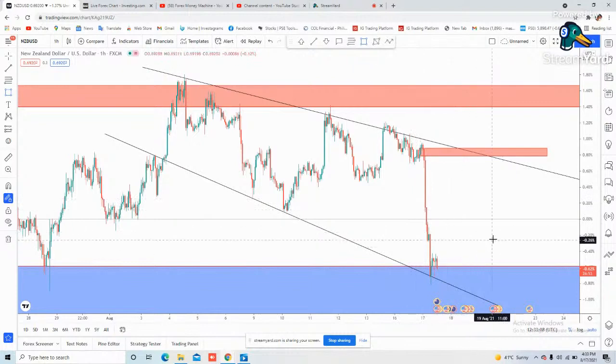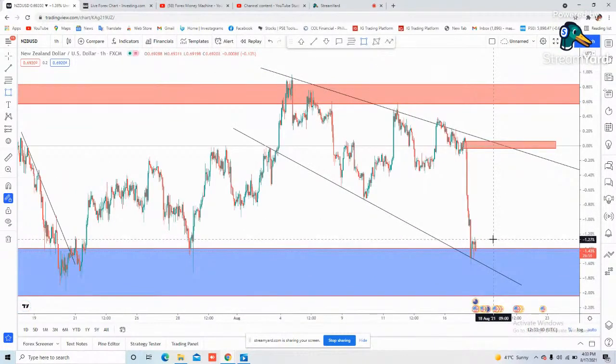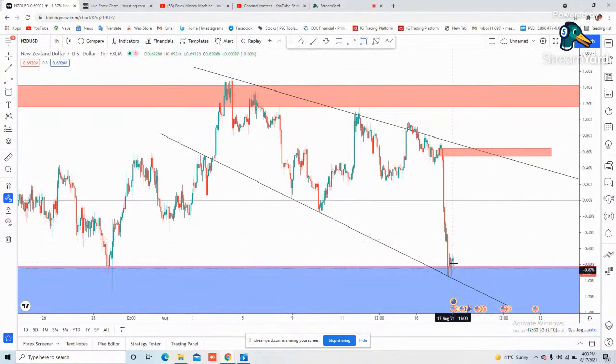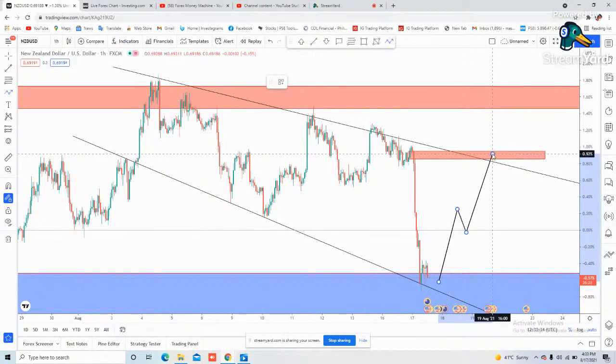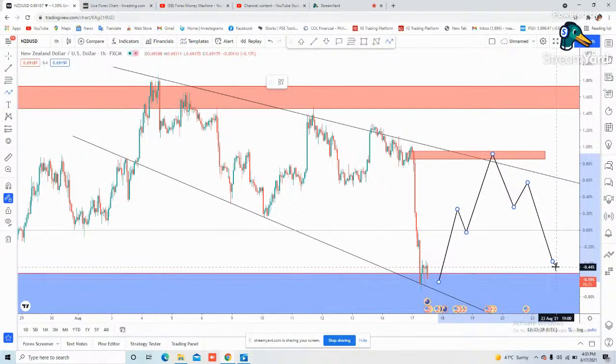Let's see if this will materialize. If the price goes up and reaches the resistance here, it will reject the price and the price will go down further. See, it will be like this, here, here, then rejection, price goes down. Let's see what will happen.